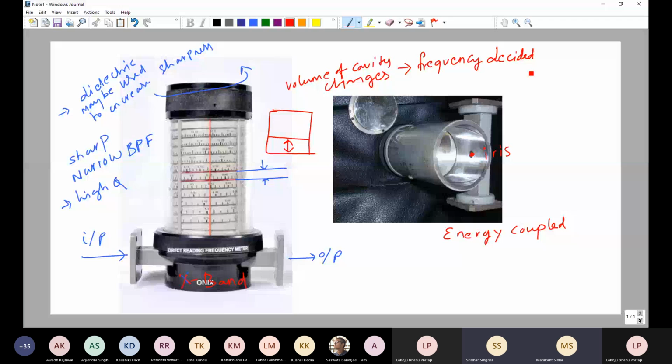So, sir, understood? Any marking on either of the two horizontal lines which intersects with the vertical line will be my frequency reading.